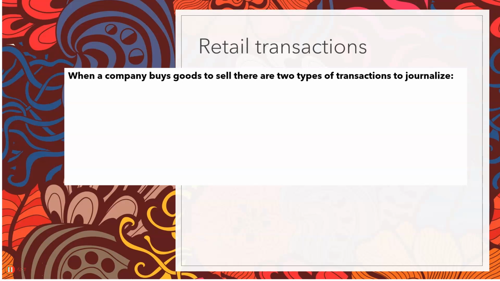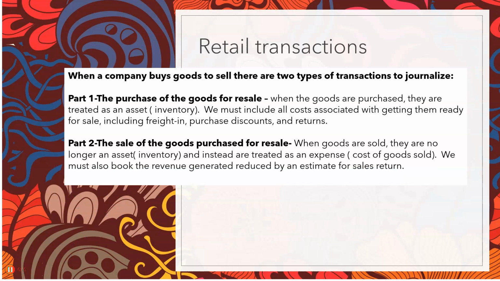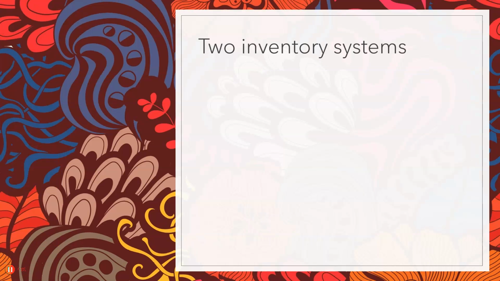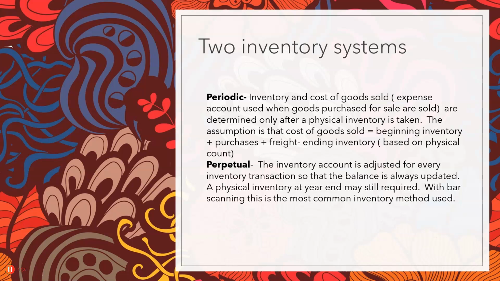So when a company buys goods to sell, there are two types of transactions. We talked about in part one what happens when the goods are purchased, i.e., they are treated as an asset till they're sold. And in part two, now we're going to look at what happens when you sell goods purchased for resale. So again, there are two inventory types. We focus on perpetual, which is where the inventory account is adjusted every time there is a transaction, and particularly if there's a sale.